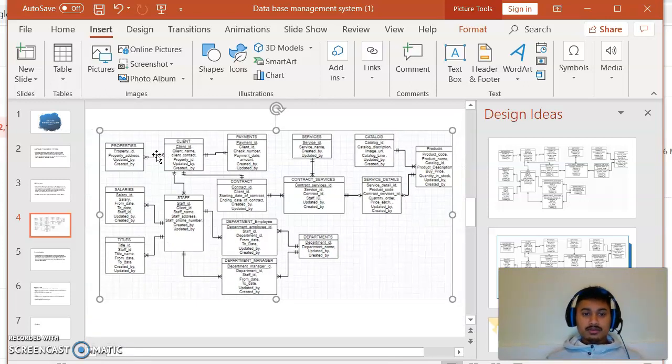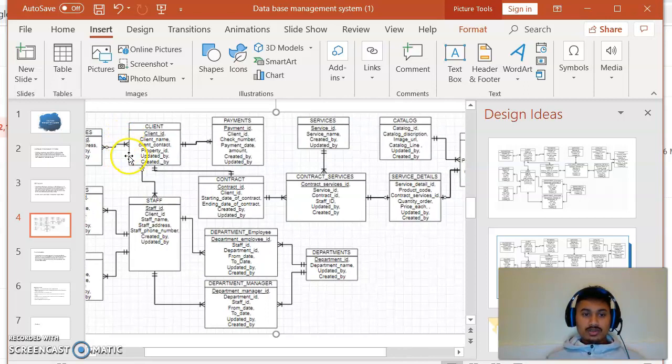The reason we put this straight line here is because a property must have one client, but it can have more than one client as well. That's why we used this kind of symbol here.